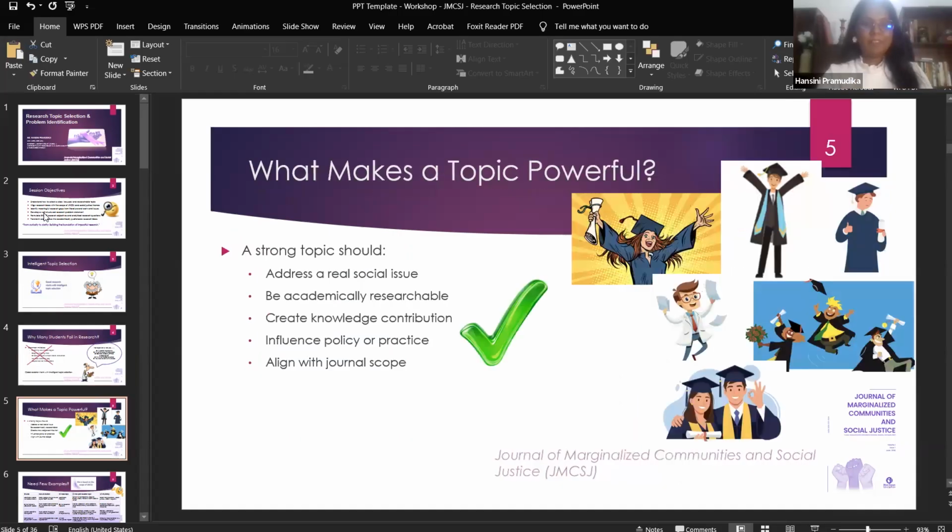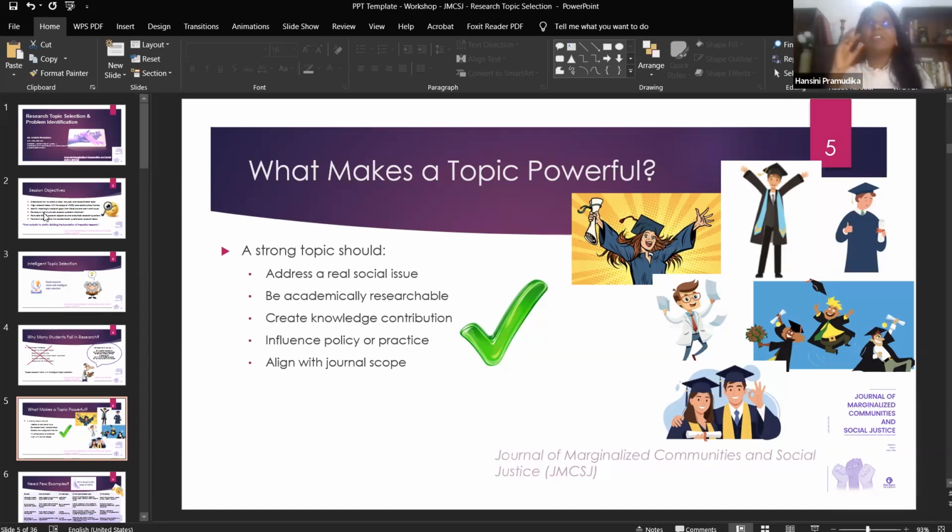Okay, what makes a topic powerful, right? Here you can see a couple of pictures. See the faces of them, right? You also feel the same feeling at the end of the day. Here you are making the required investments, right? So no worries. Okay. A strong topic should address a real social issue.